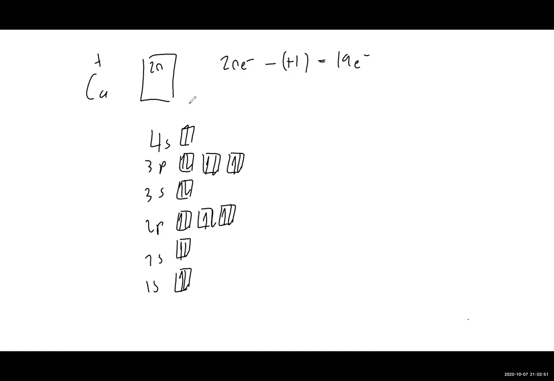I chose potassium plus because it's harder to look up and it requires a little bit more of an understanding of counting electrons. Any other questions on this example? Okay, let's keep going then.